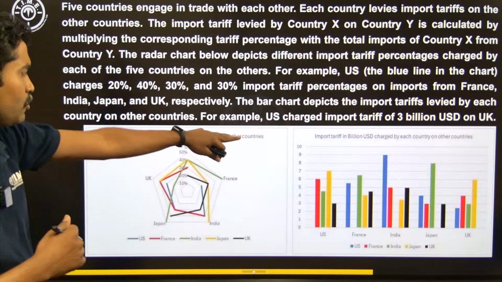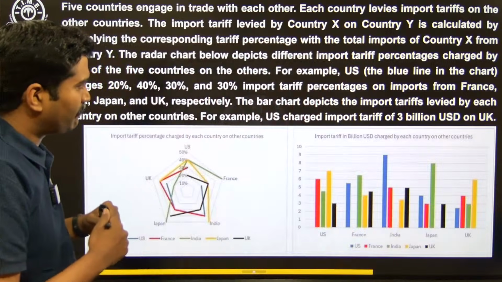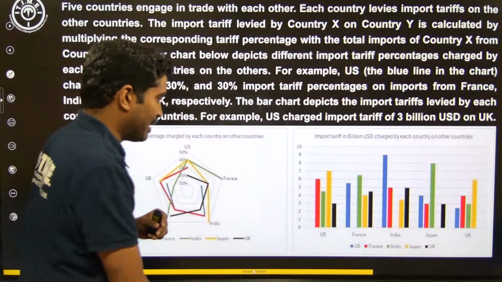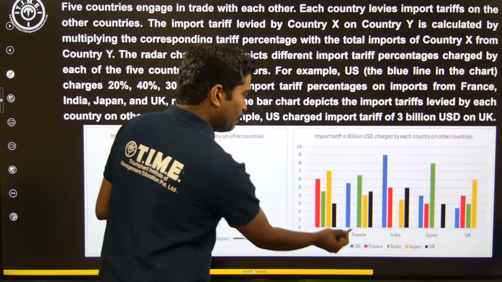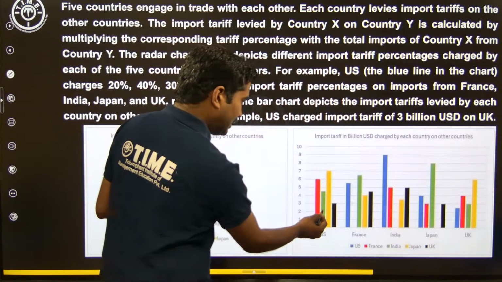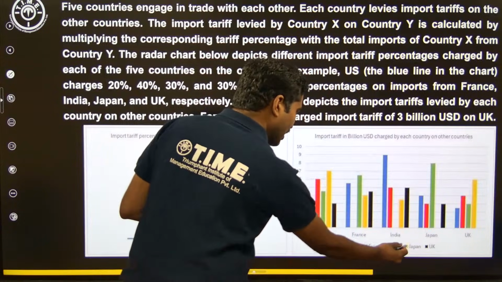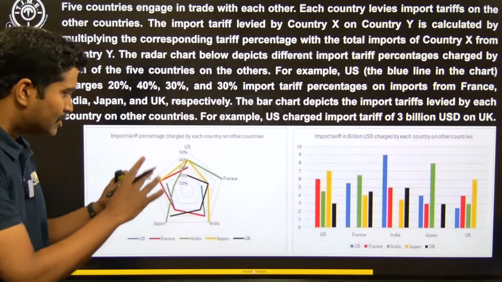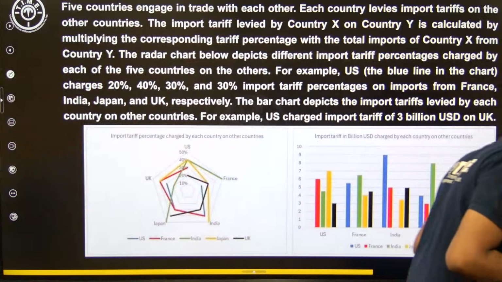Fine. So what about this? What do I see? The second graph, this bar graph, gives me import tariff in billion USD charged by each country on other countries. For example, if you look at US here, US has charged $6 billion on France, and this olive green is $4.5 billion on India, $7 billion on Japan, and $3 billion on UK. So that's how we read the second graph. And what about the first graph? We'll come back to that.